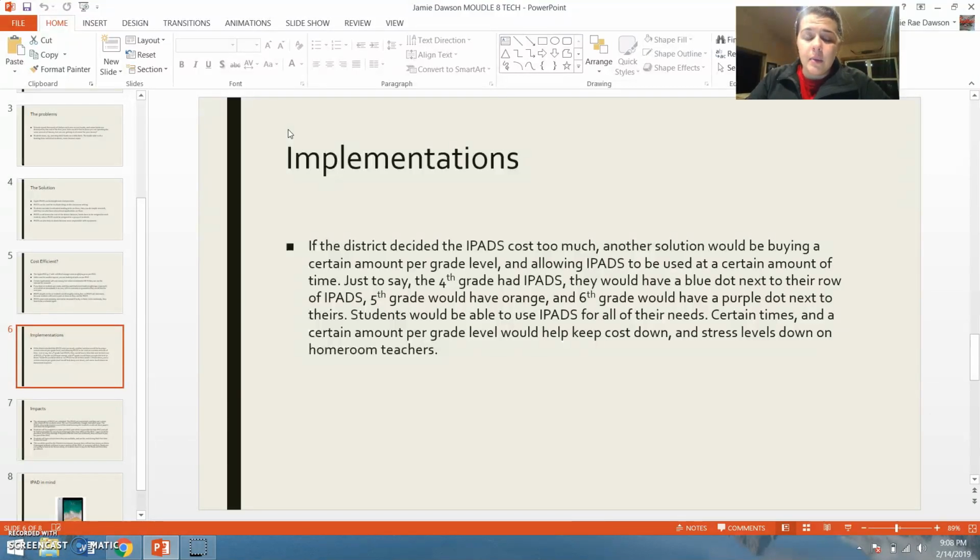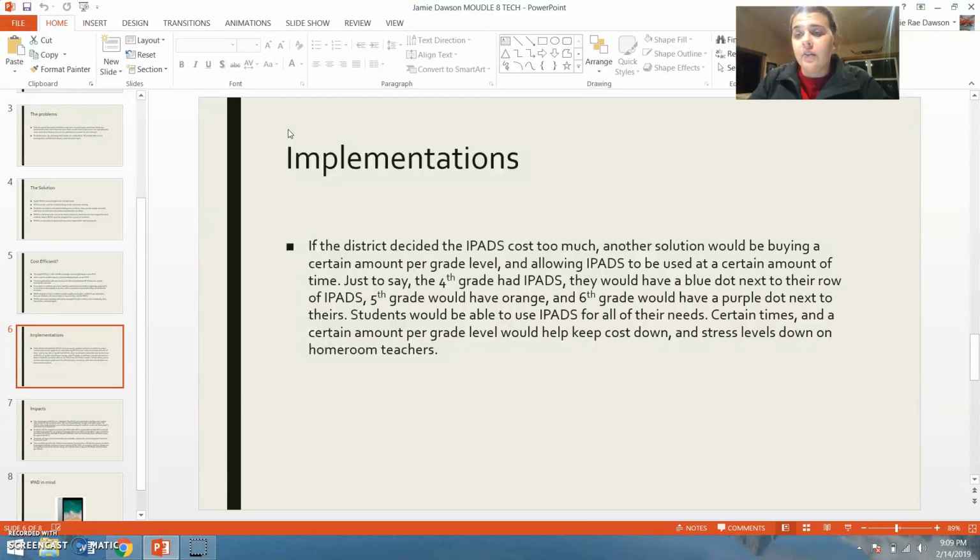Anyway, so they buy a certain amount per grade level, allowing iPads to be used a certain amount of time. Just say the fourth grade have iPads, they would have a blue dot next to where you would plug them into the cart to get charged. They would have a blue dot. Fifth grade would have an orange dot, and say sixth grade would have a purple dot next to theirs. And students will be able to use iPads for all their needs, certain times in a certain amount per grade level, which will help keep the cost down, and the stress levels down on the homeroom teachers. So like I said, instead of 10 per classroom, you can say you want 25 per grade level, and that's 75 iPads total.